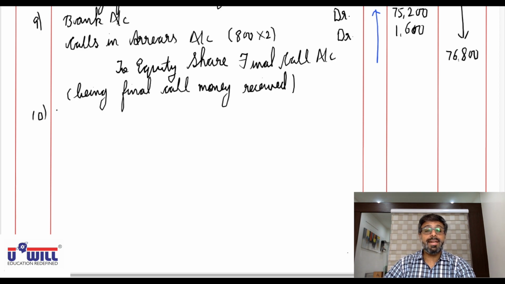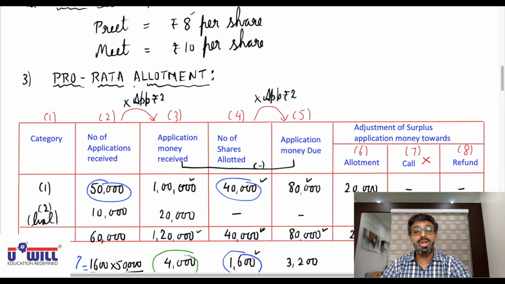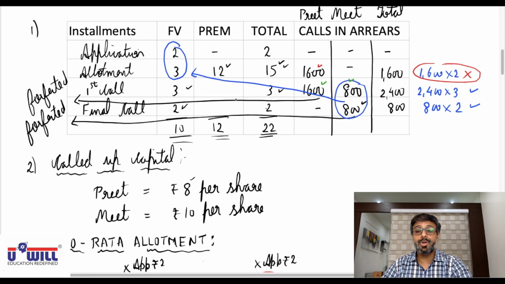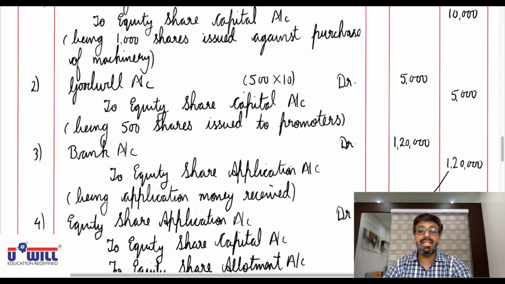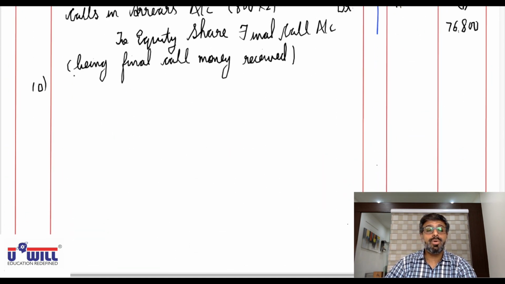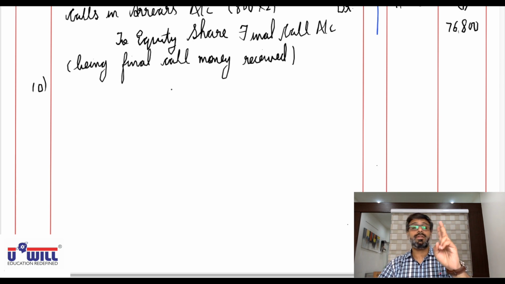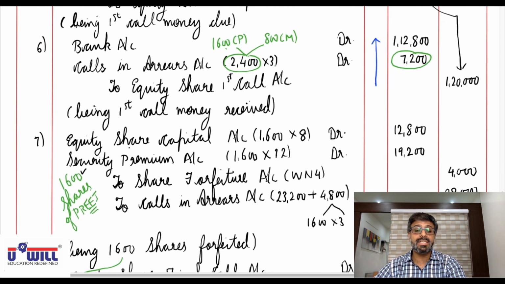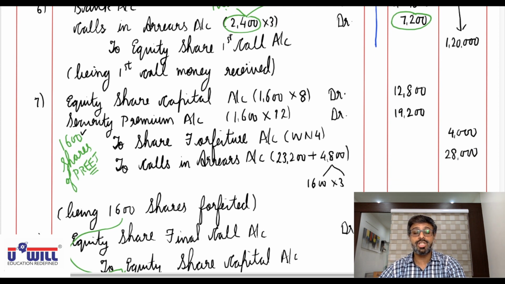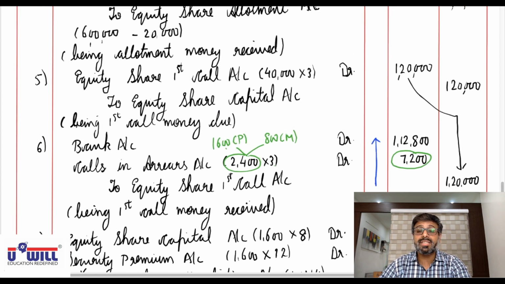Now after the final call, again there is forfeiture of Meet's shares. 800 shares of Meet are forfeited. So two accounts debit, two accounts credit. Equity share capital and security premium debit, just now we did that. Share forfeiture and call arrears credit. However, security premium we have to debit only if the premium is not received.